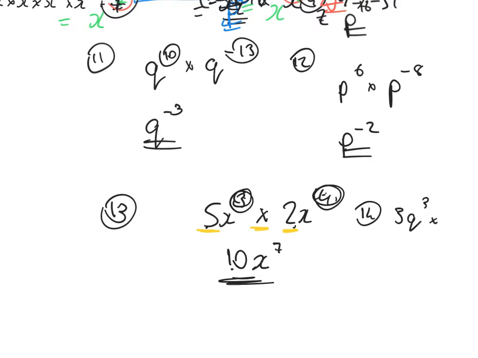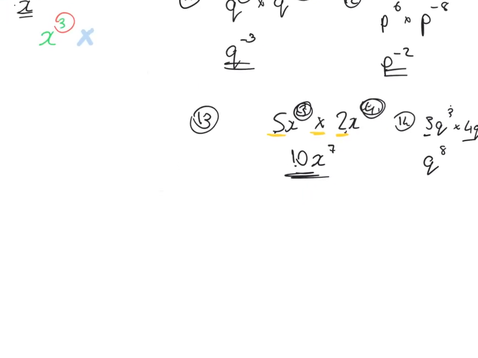Example 14. 3q cubed times 4q to the 5. Okay, so let's sort out the powers first of all. 3 plus 5 is 8, and then it's just 3 times 4 is 12. Final answer, 12q to the 8.